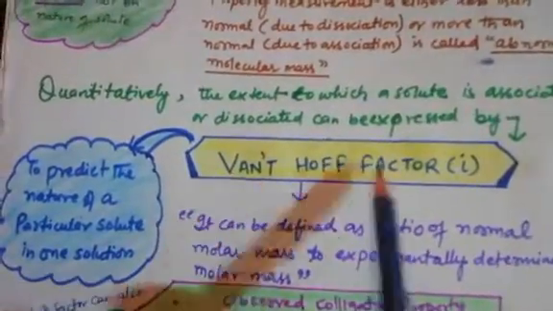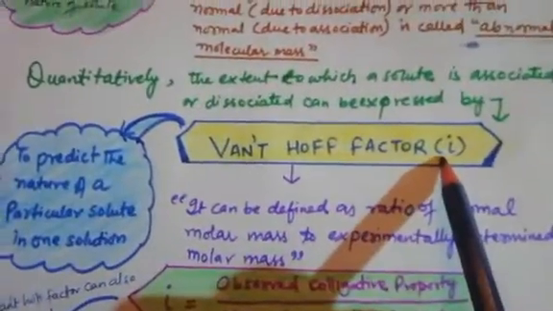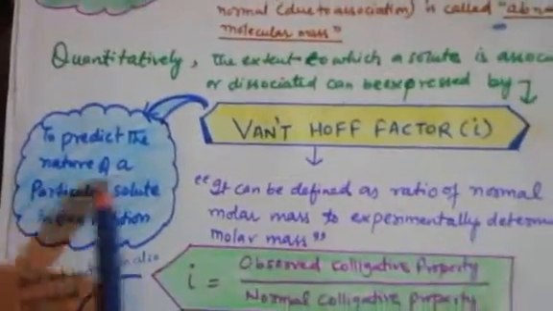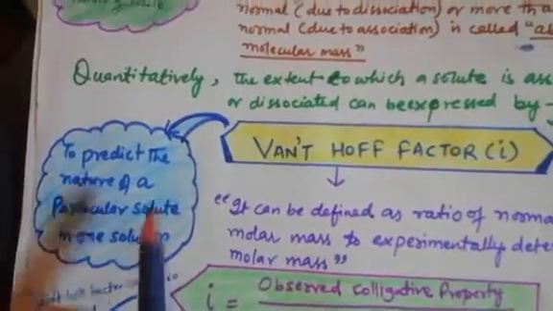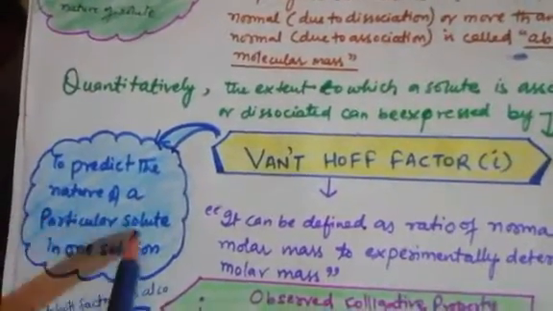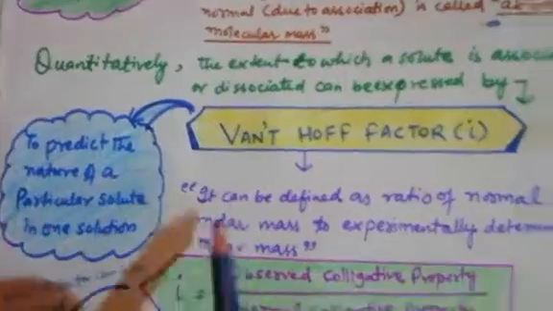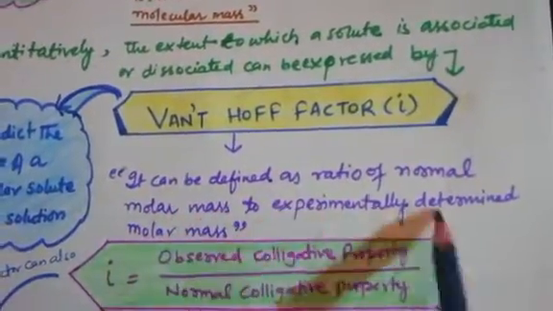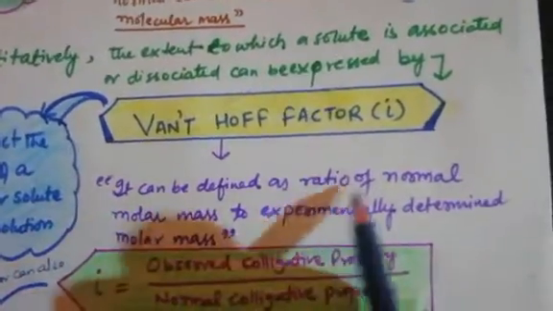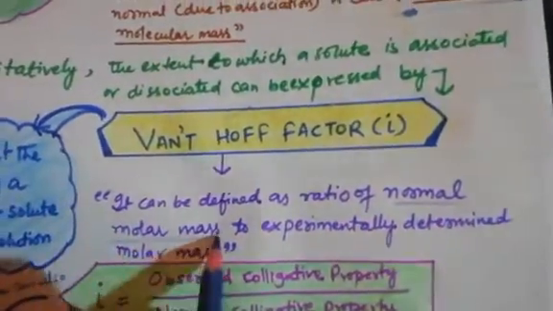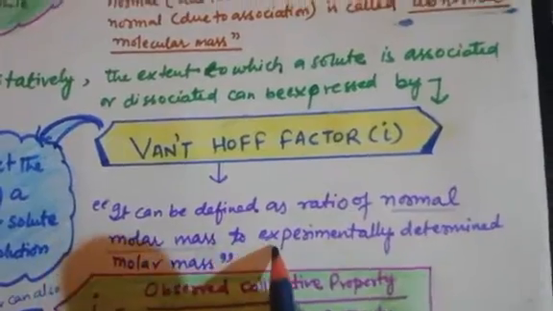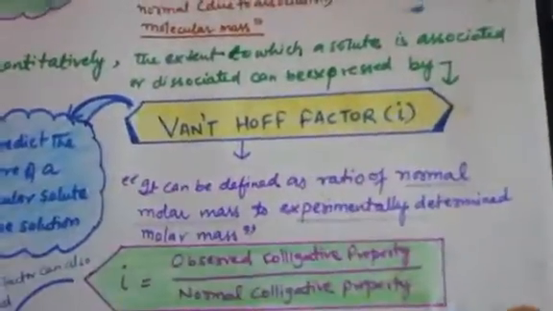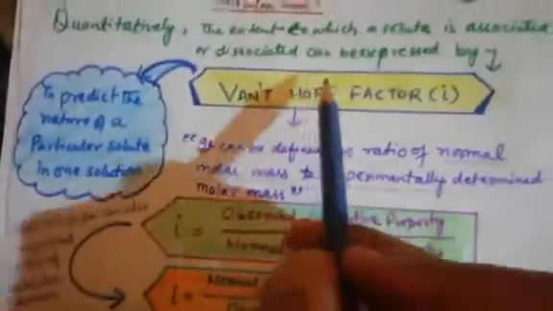Obviously this is the scientist's name, and what is the factor? It is denoted with i. This factor is used to predict the nature of a particular solute in a solution. It can be defined as the ratio of normal molar mass to experimentally determined molar mass. The ratio of the normal molar mass, the exact molar mass, to what we experimentally determine as the molar mass, that ratio is known as i.